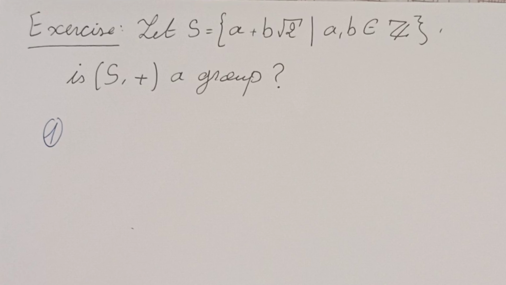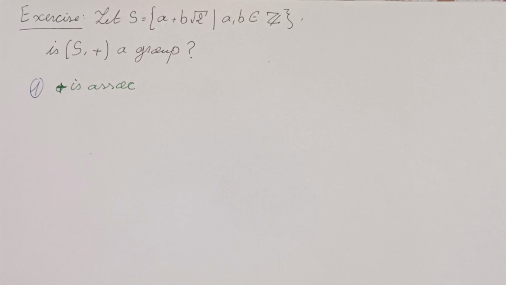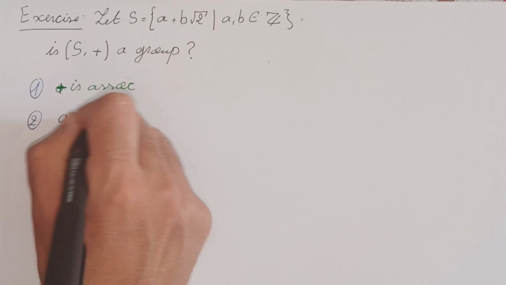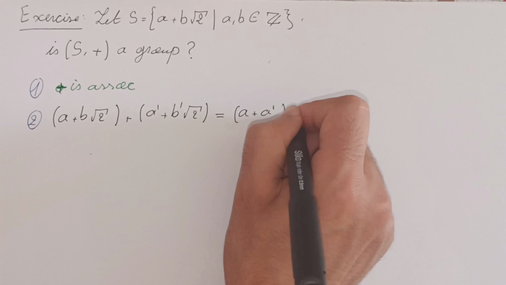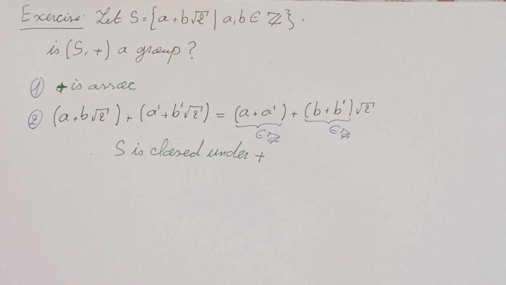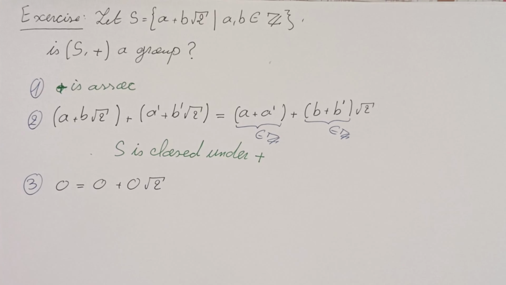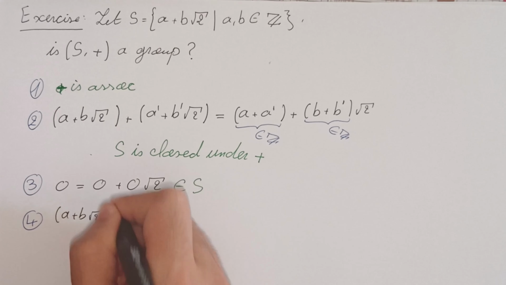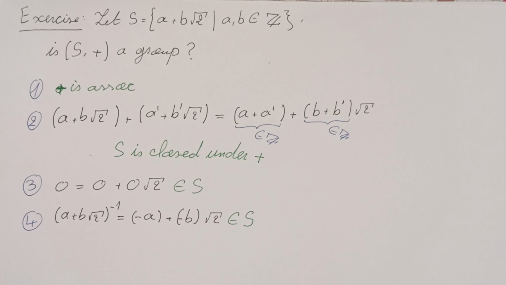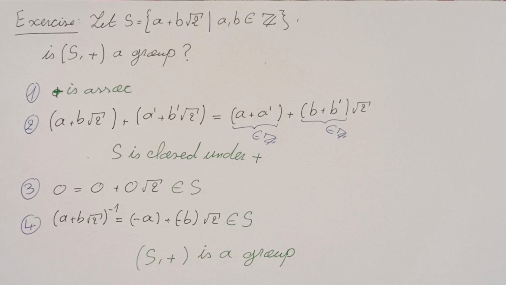Now take a look at this structure. Does it form a group? Associativity of addition is already known. Closure is also held by combining the integer part and the coefficient of square root of 2. The identity element for addition, which is 0, does exist in the set. And finally, we have that every element in the set is invertible. Thus, the system forms a group.